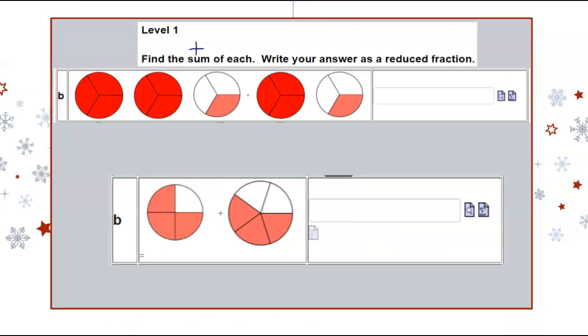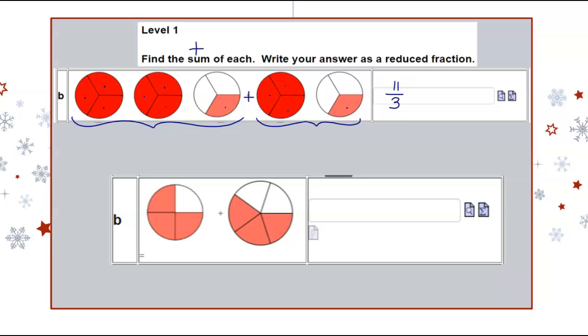For our first example, we're going to find the sum. So this is representing a number, and this is representing a number. Each of those circles has 3 sections, so 3 sections make a whole. So here's 1, 2, 3, 4, 5, 6, 7, 8, 9, 10, 11. 11 out of 3 sections to make a whole is represented here.